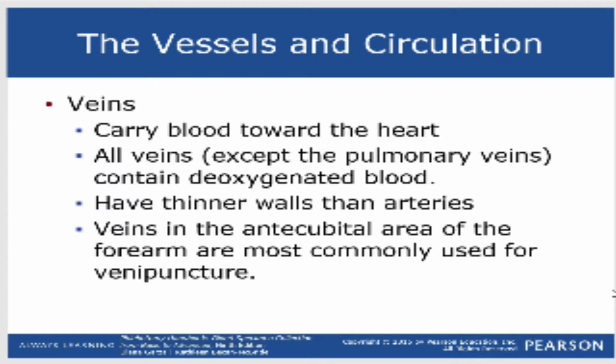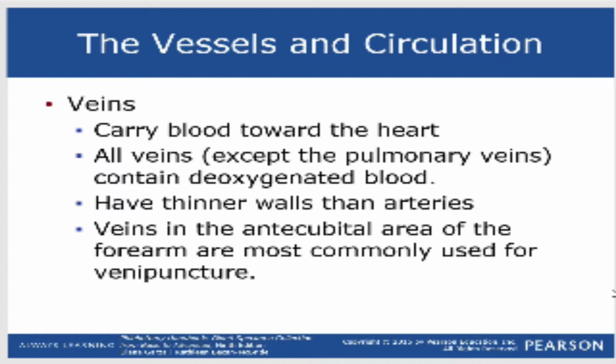Your veins carry unoxygenated blood, and they carry the blood back to the heart to go through the pulmonary circulation to help pick up the oxygen. So it's a little bit weird, but the only veins in your body that carry oxygenated blood are the pulmonary veins. So those are just a little bit backwards, the pulmonary arteries and the pulmonary veins.